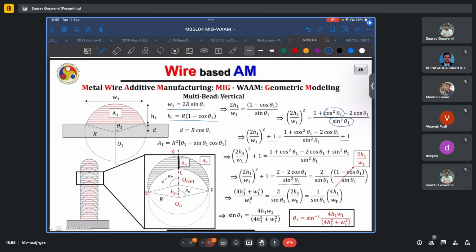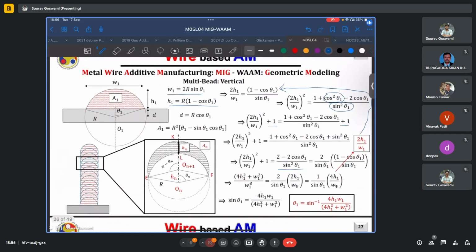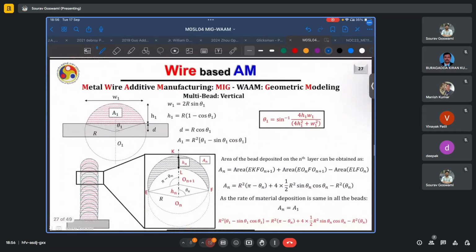And then 2 by sin theta 1 is taken out common, and 1 minus cos theta 1 by sin theta 1 remains. But this is similar to this expression right here. So we rewrite it, and finally we end up with the expression sin theta 1 equals 4 h1 w1 by 4 h1 square plus w1 square, which gives us an expression for theta 1 in terms of the measurable parameters, equal to sin inverse of 4 h1 w1 by 4 h1 square plus w1 square. This is reproduced here.